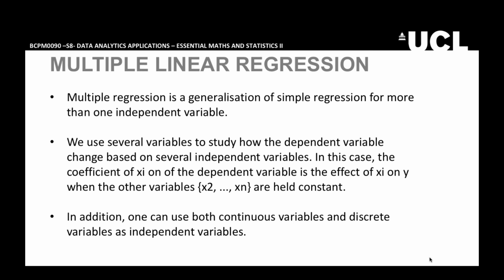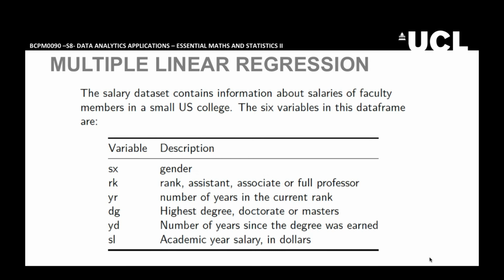In addition, we can use both continuous and discrete variables as independent variables. Here you have an example of a dataset that contains information about salaries of faculty members in a small college, and we can consider 6 variables in this data frame. Basically, how these independent variables are going to affect the salary.